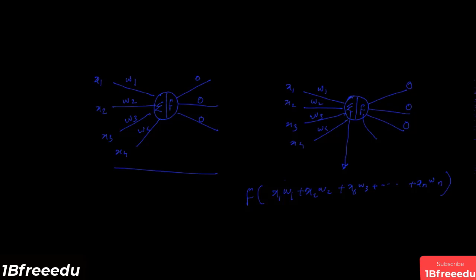So this is how the artificial neuron is approximately similar to the biological neuron, though the biological neuron is very complex.